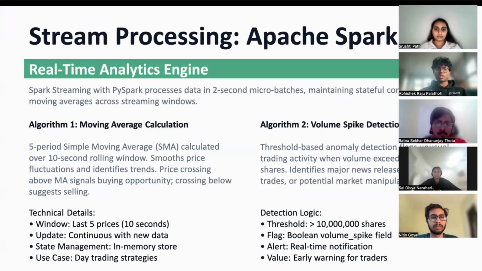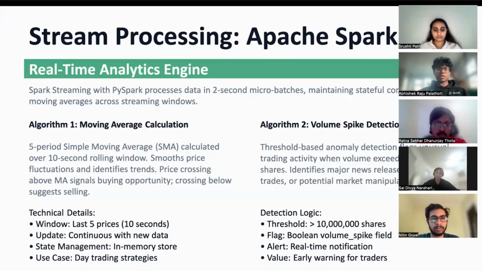Now, for the core intelligence of our system, the Spark streaming processor, we are running two key algorithms here in real time. First, our moving average calculations. We maintain a 5 period simple moving average, which means we are tracking the last five prices for each stock. That's a 10-second rolling window. This smooths out price fluctuations and helps identify trends.